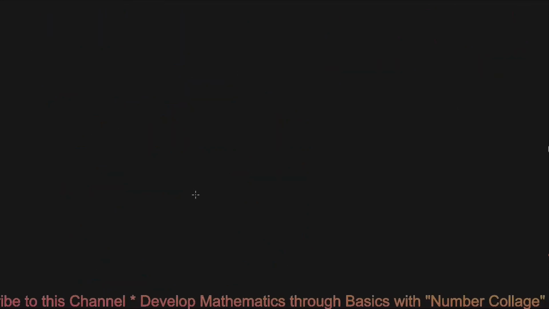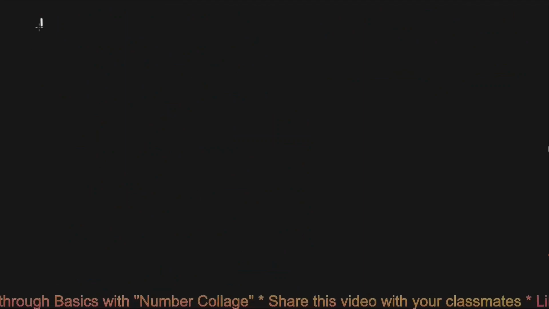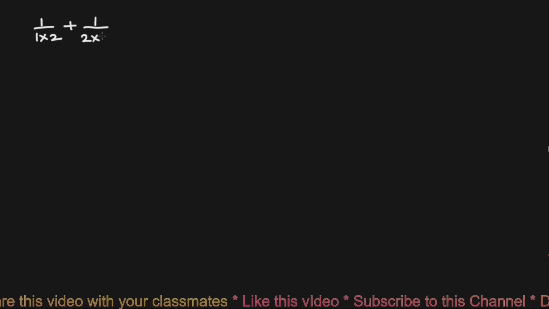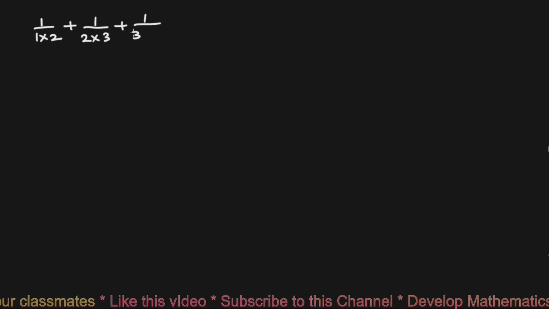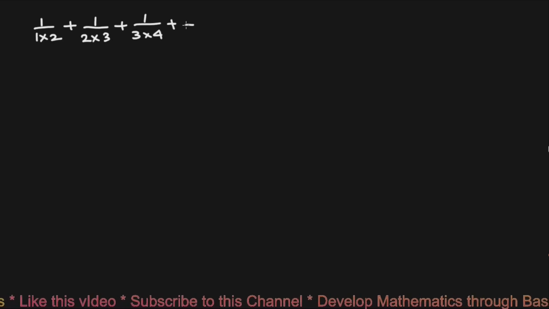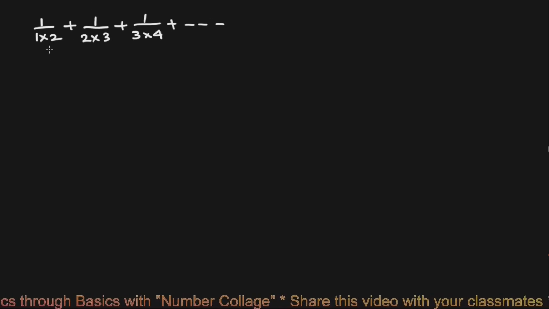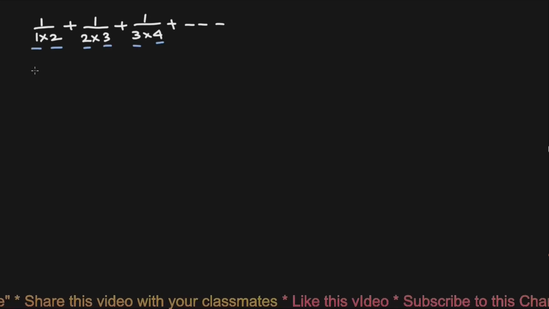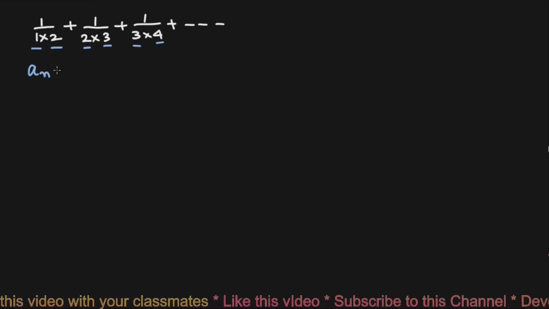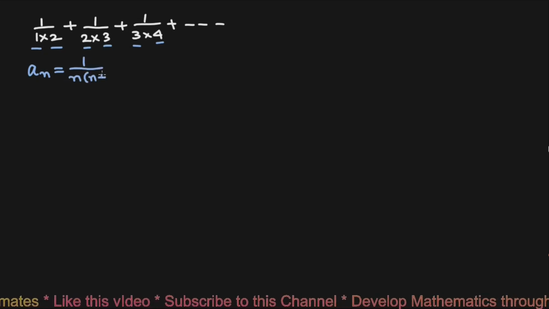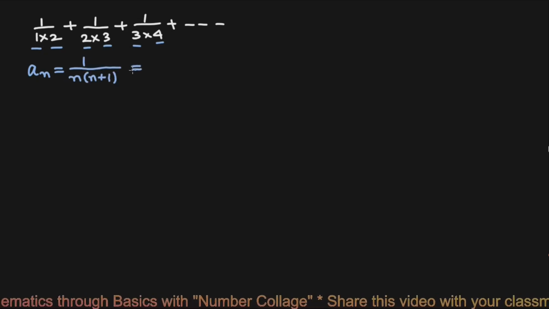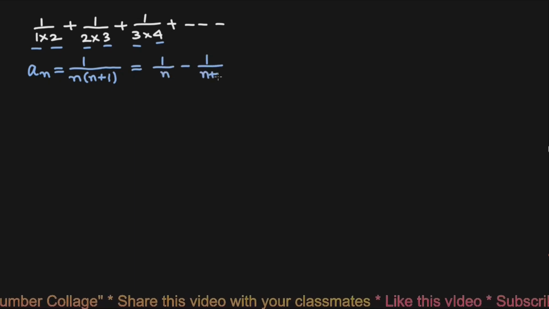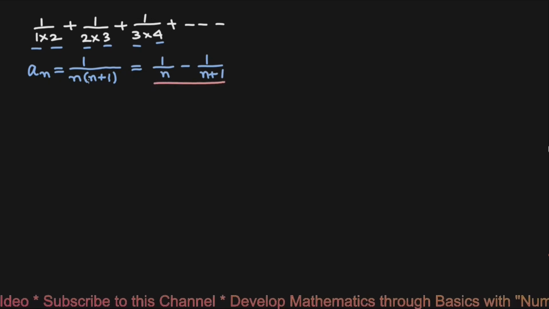We have to find sum to n terms of the series 1 upon 1 multiplied by 2 plus 1 upon 2 multiplied by 3 plus 1 upon 3 multiplied by 4 plus so on and so forth. Here in each term the second number is exceeded by 1 than the previous number. Therefore the nth term an will be 1 upon n into n plus 1. This in partial fractions can be written as 1 upon n minus 1 upon n plus 1. If you simplify this, you will get this.